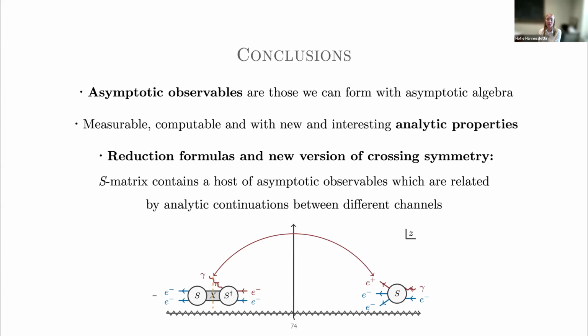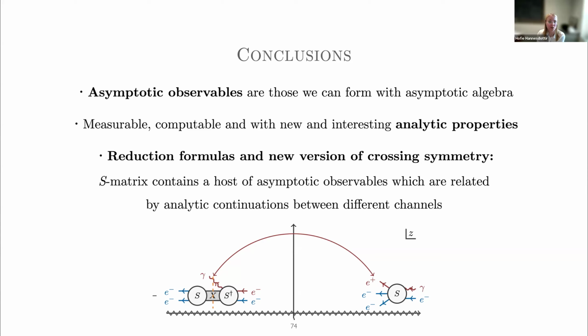So that brings me to my conclusions. Sorry for going a bit over time. What we talked about is that asymptotic observables are those that we can form with an asymptotic algebra, just to answer the question of the title of this talk.